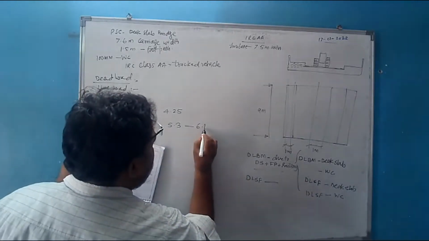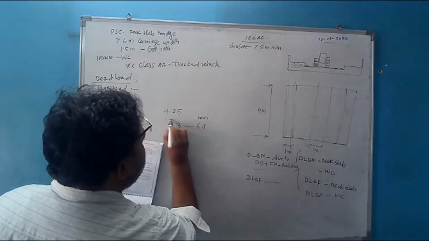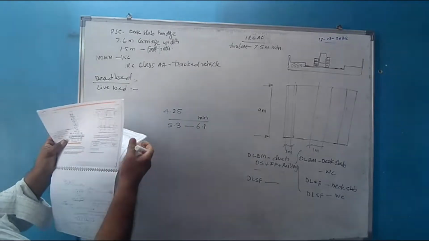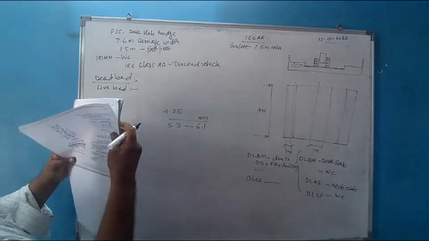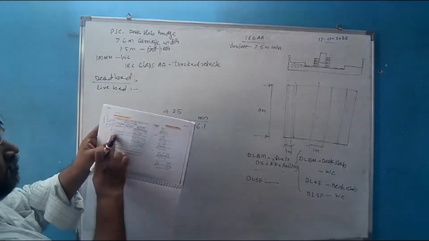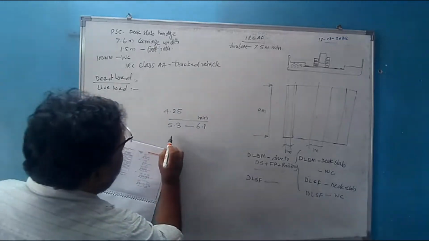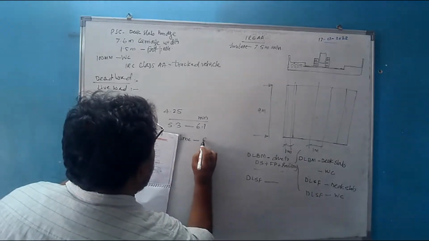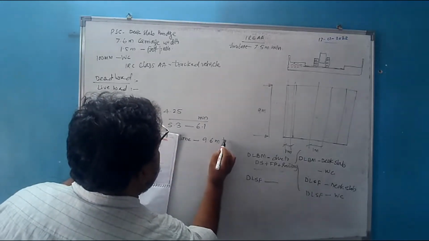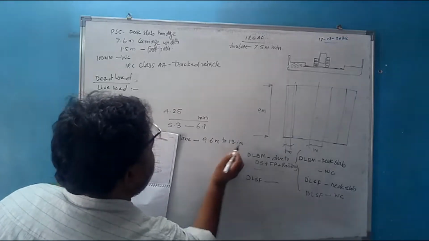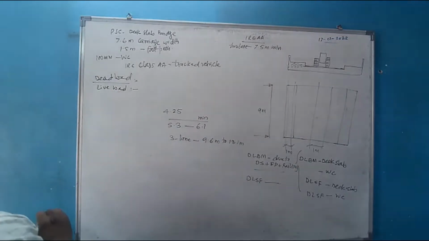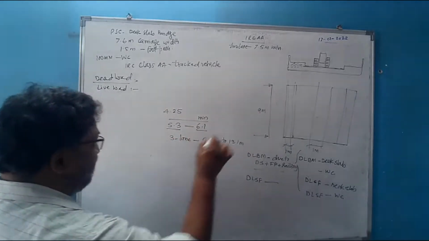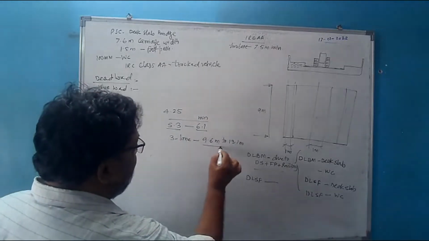These are again the minimum. Right? All these clauses we have discussed. If I want to provide 3 lanes, then it must be minimum ranging from 9.6 meter to 13.1 meter. As you will see here, the given width is greater than 5.3 or 6.1, and it is less than 9.6.